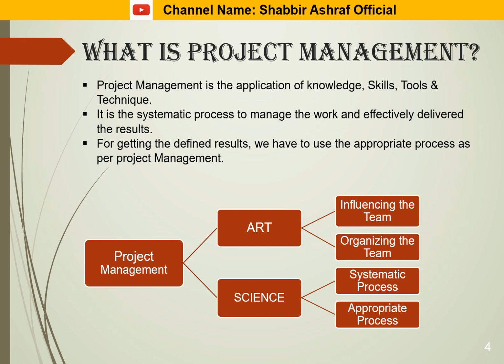For getting that defined result, what we mentioned in the objective, we have to use the appropriate process as per project management. So we can say project management is both art and science. In the art, in the sense you have a number of team members, and how you are influencing the team, motivating the team, and organizing the team so no conflict will be there at the site, because at the site so many persons are there, and conflict between one person and another will happen. How you are managing that is the work of the project manager.